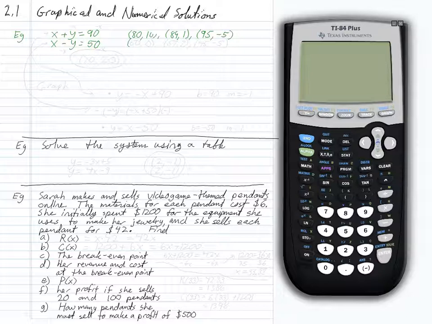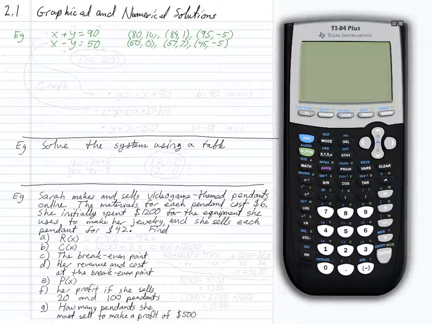Similarly, for the second equation, if we need x minus y to be 50, then x might be 50 and y might be 0. Or x might be 57 and y might be 7. Or maybe x is 45 and y is negative 5. Now these are just a couple of examples of solutions to the individual equations. There are infinitely many such solutions to each equation.